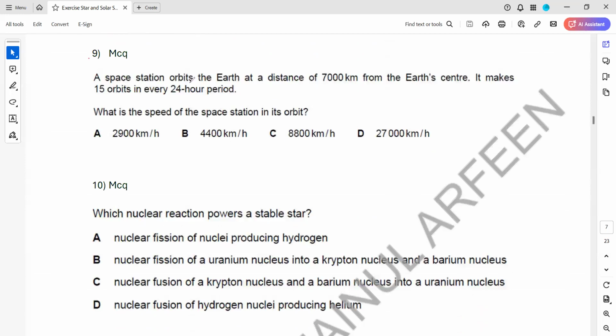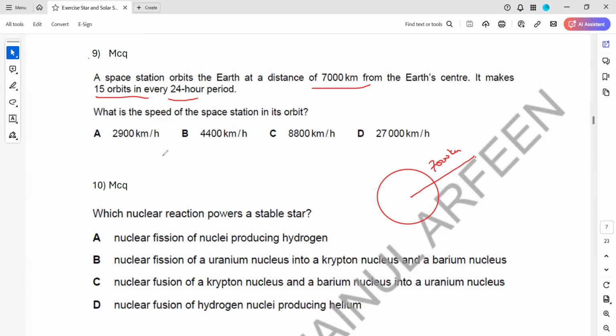In question 9, a space station orbits Earth at a distance of 7,000 kilometers from the center of the Earth. For orbital speed, we always take the distance from the center. So from the center of the Earth, the distance is 7,000 kilometers. And it makes 15 orbits in a 24-hour period, like 15 times it orbits in one day or 24 hours. What is the speed of the station?